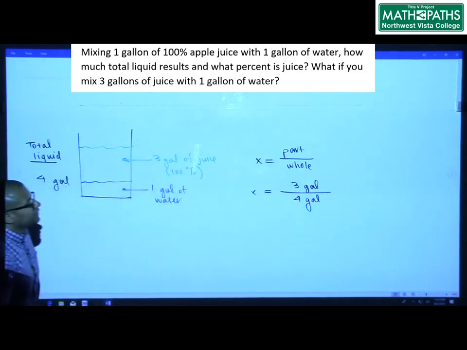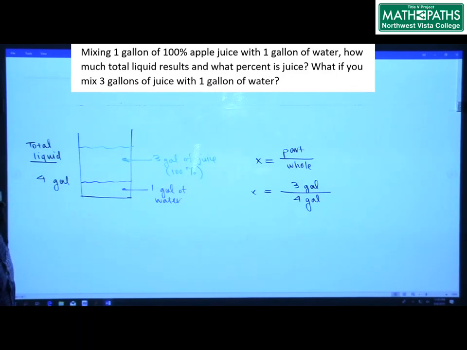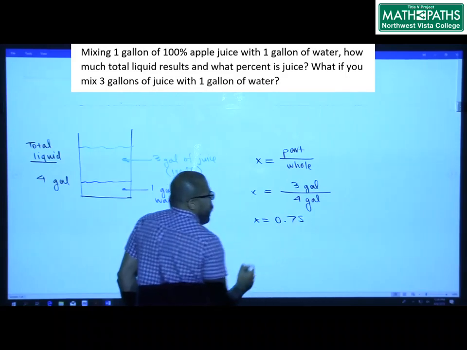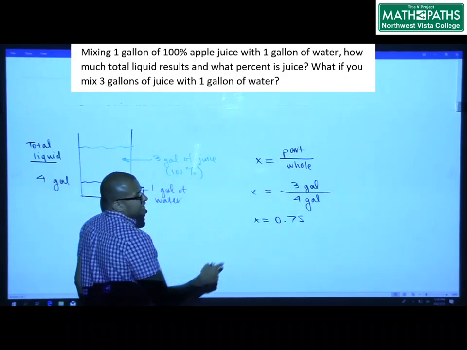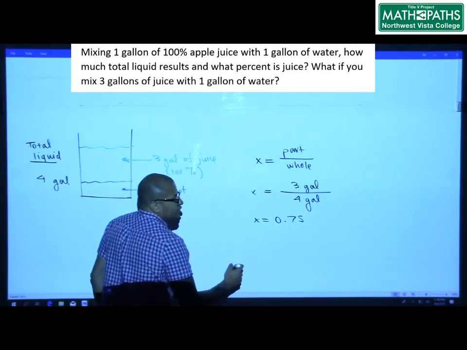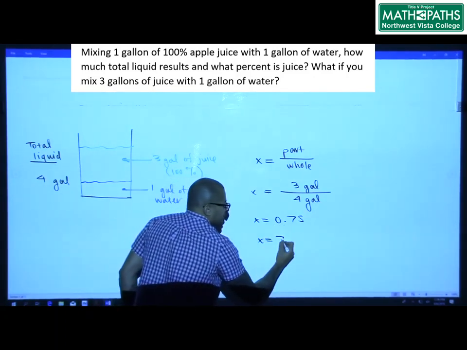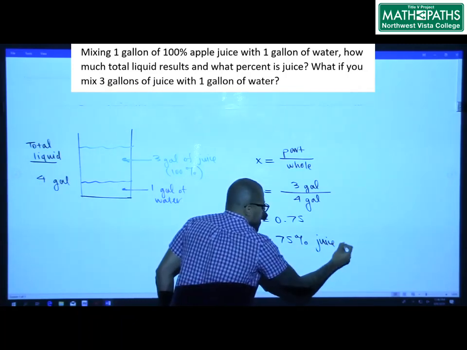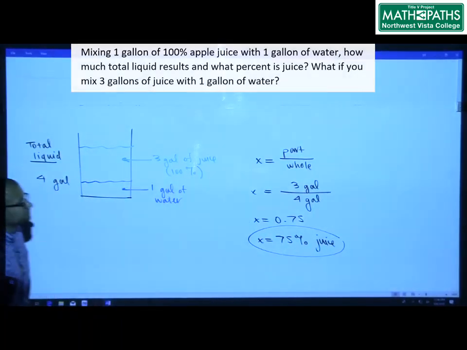So this time, we have 3 gallons divided by 4 gallons as a decimal. X is equal to 0.75. And by the way, notice that the units canceled out, so this doesn't have any units on it right now. But again, if we move the decimal point 2 place values, this is the same thing as saying 75% juice. And that's the answer.